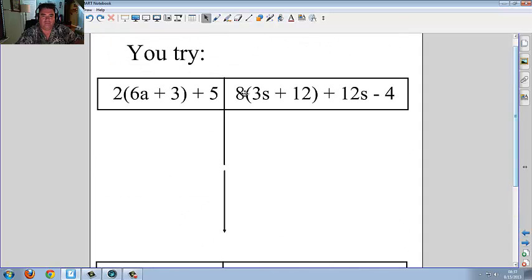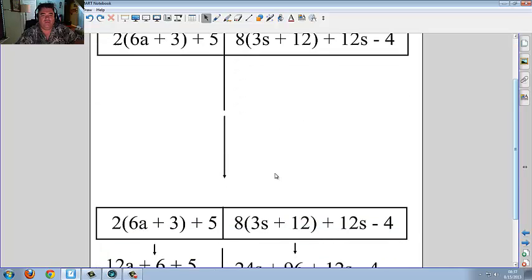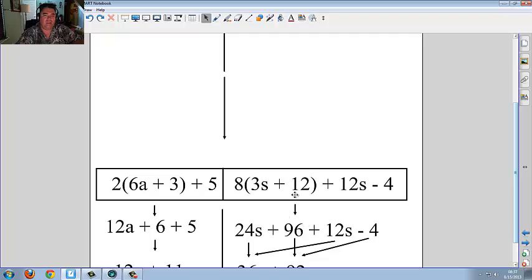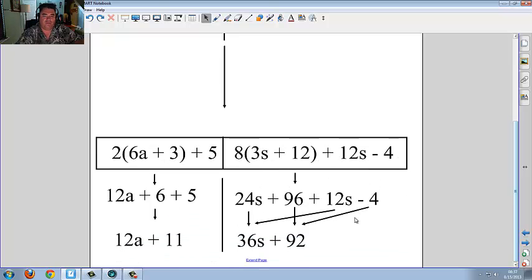Over here, 8 times 3s is 24s. 8 times 12 is 96. Plus 12s minus 4. So 24s plus 12s makes 36s. 96 minus 4 is 92.